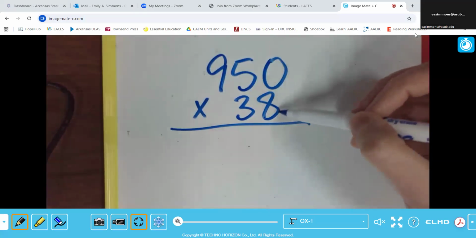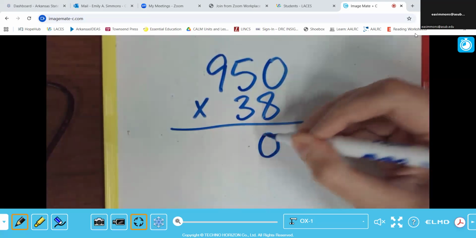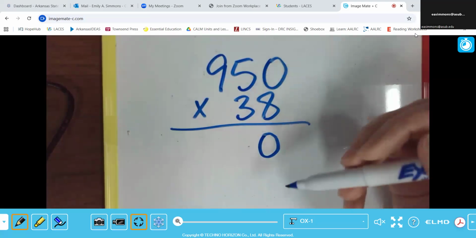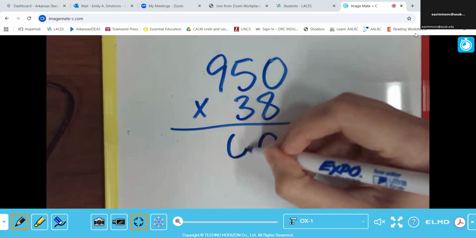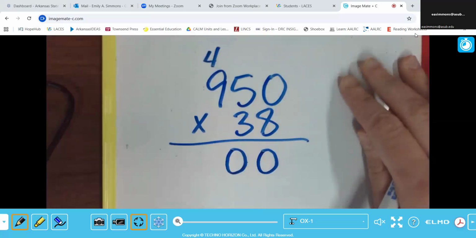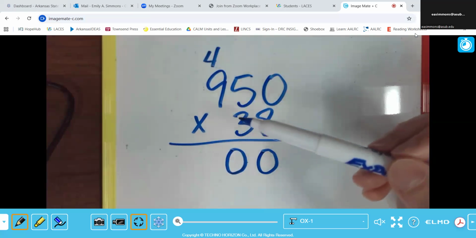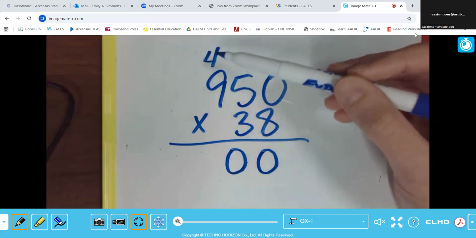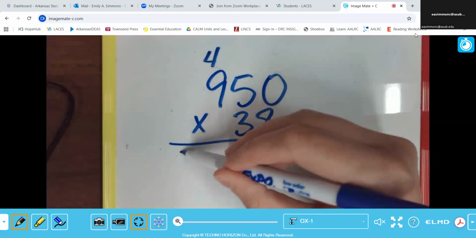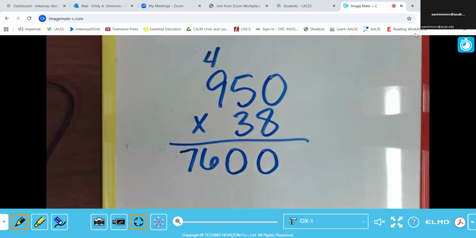I'll start with my ones place just like before. We'll do 8 times 0 to get 0. Any number times 0 is 0. Then we'll do 8 times 5 to get 40. Put down our 0 and we carry our 4. Now we'll do 8 times 9 to get 72 and add the 4 to that to make that 76. There's nowhere else to carry, so I put the whole number down.